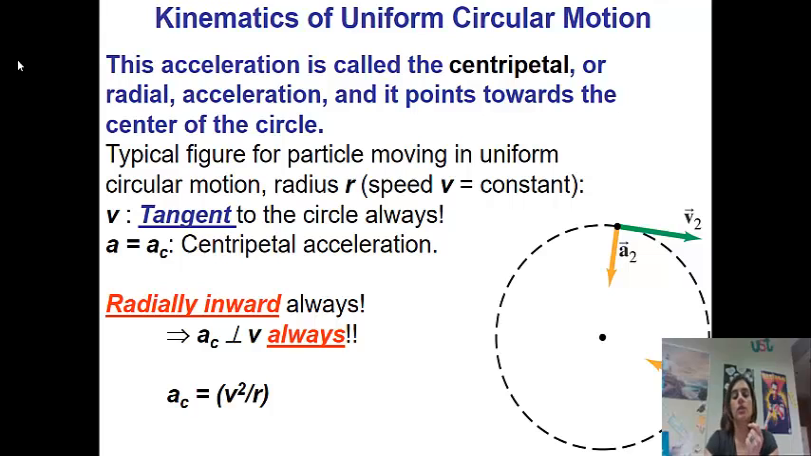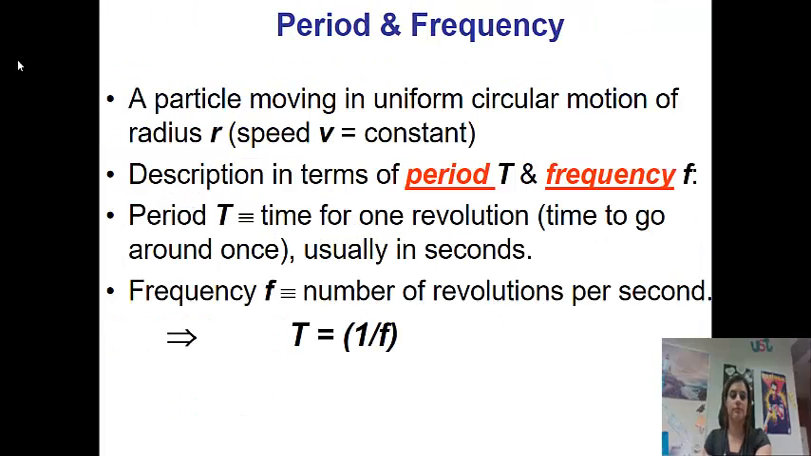And so when we break it all down, we know from our studies before that centripetal acceleration is v squared over r. And if you're moving in a constant radius with a constant speed, you're going to have a constant centripetal acceleration, v squared over r. That v being the tangential velocity.